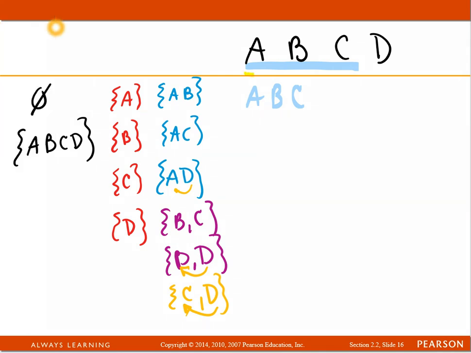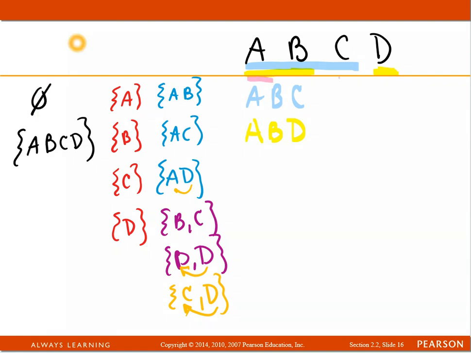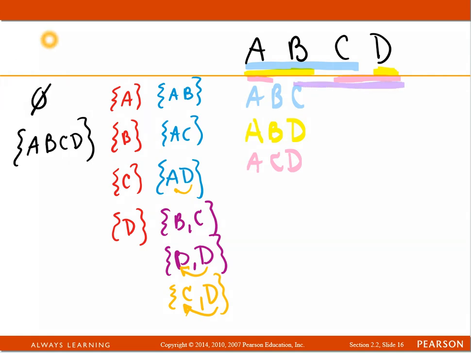Then I would go with A, B, and D. Then I would go with A, C, and D, and then one more triple, and that's going to be B, C, and D. Kind of smushed them up a little bit there.